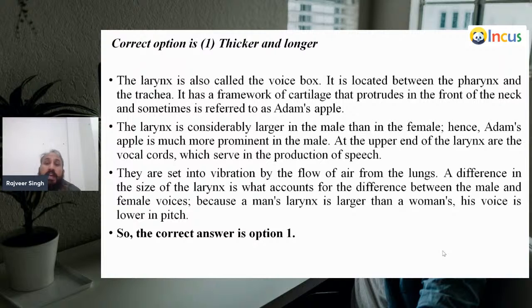Is it fine? At the upper end of the larynx are the vocal cords, which serve in the production of speech. They are set into vibration by the flow of air from the lungs. The difference in the size of the larynx accounts for the difference between the male and female voice. Because a man's larynx is larger than a woman's, his voice is lower in pitch. So the answer will be first.